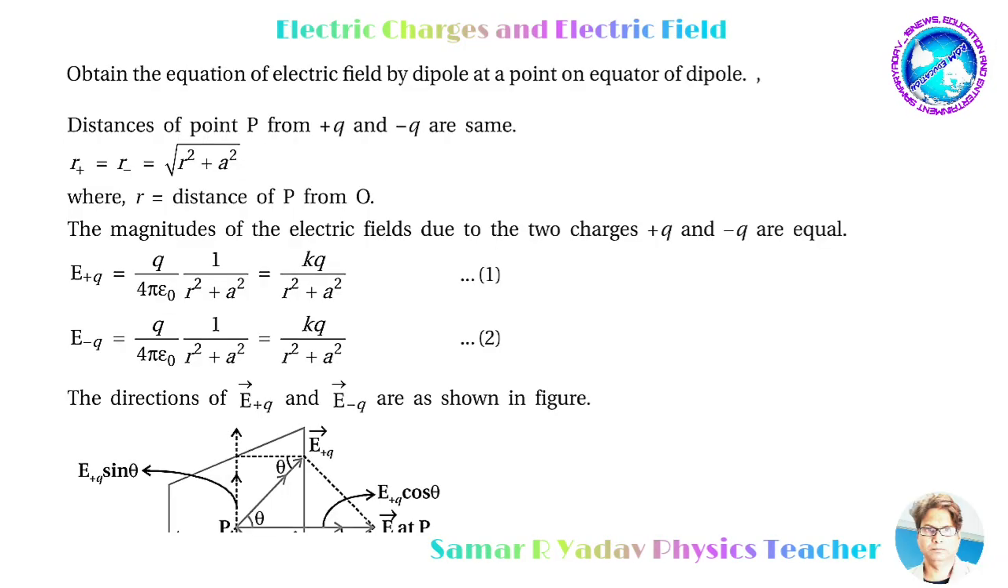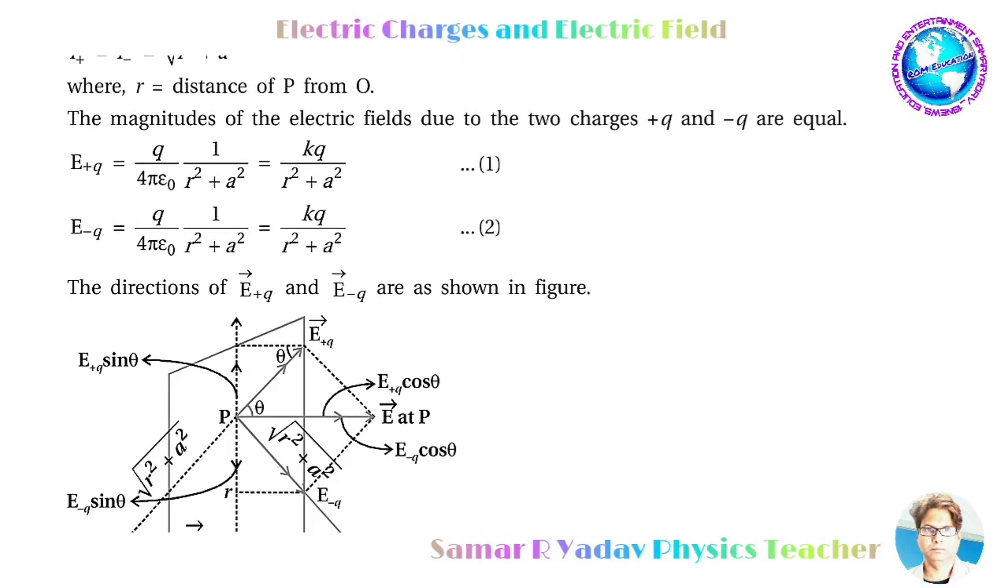Obtain the equation of electric field by dipole at a point on the equator of dipole. The distance of point P from plus q and minus q are the same. Therefore, r plus is equal to r minus is equal to under root r square plus a square, where r is equal to the distance of P from O.